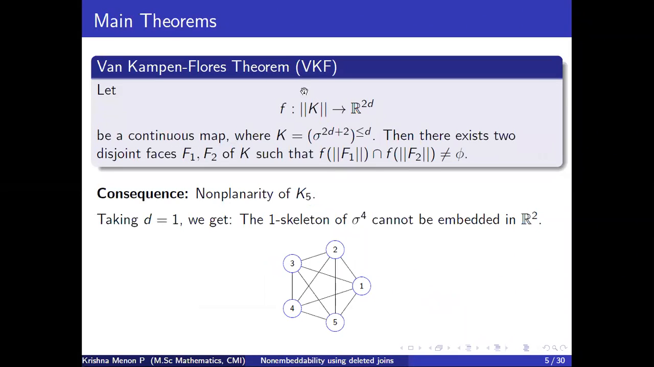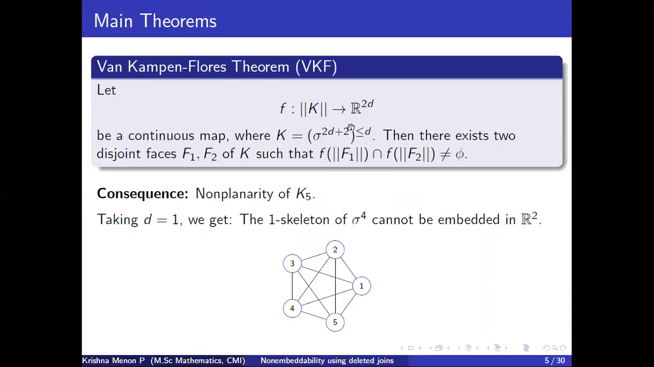Now the next theorem is of a similar flavor. Here we're considering a map from the d-dimensional skeleton of sigma 2d plus 2 to R^2d. Okay, and the assertion is the same, that there are two disjoint faces whose images intersect. The d-skeleton is just the subcomplex having all simplices of dimension less than or equal to d.